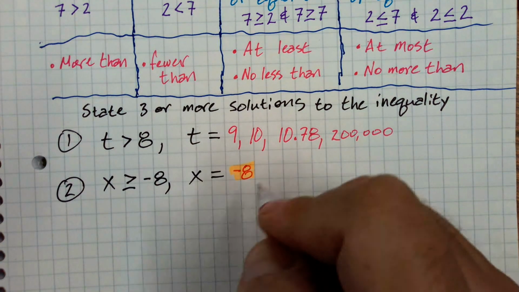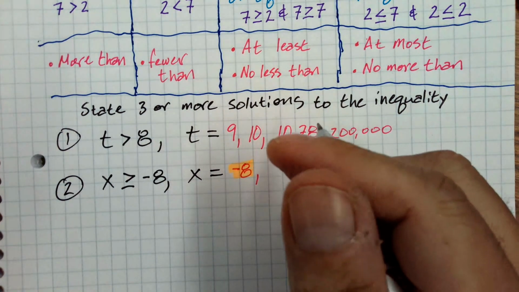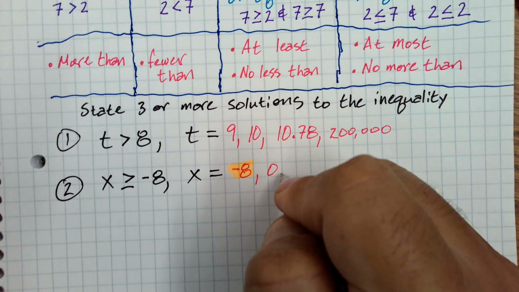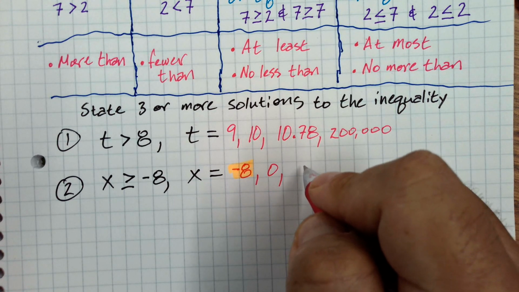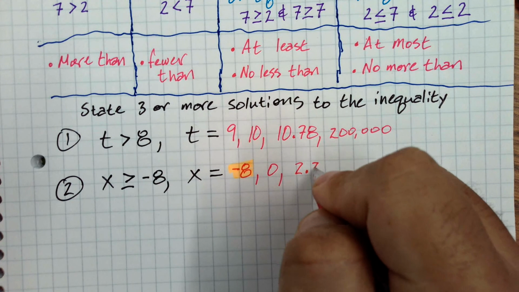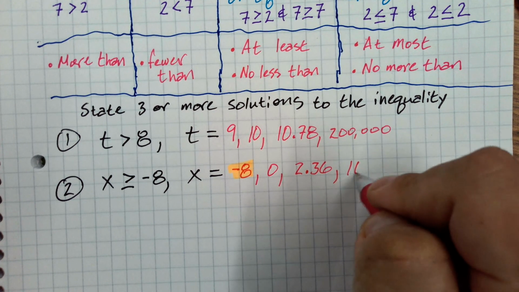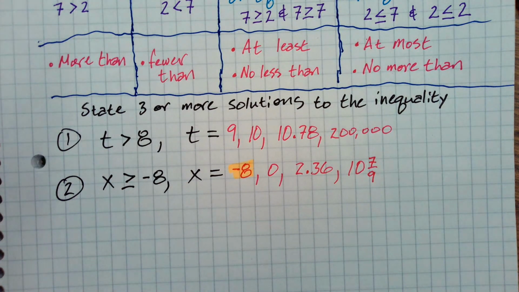And then, pick your favorite positive or negative numbers as long as they're bigger than negative 8. 0, would 0 work? That's bigger than negative 8. What else? Decimal number. Why not? We can even go 10 and 7/9. Could be a fraction rather. Okay. All right.